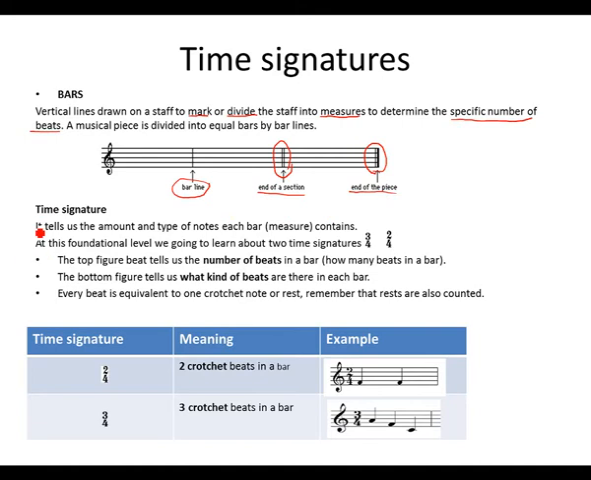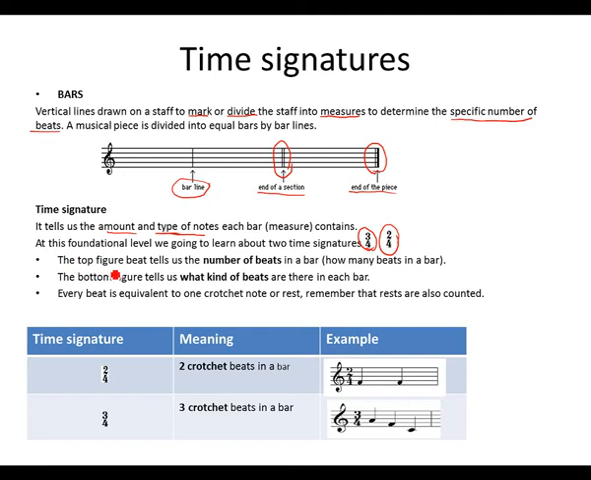Time signatures tell us the amount or the type of notes each bar or measure contains. At this foundational level, we're going to learn about two time signatures, the 3-4 and the 2-4.